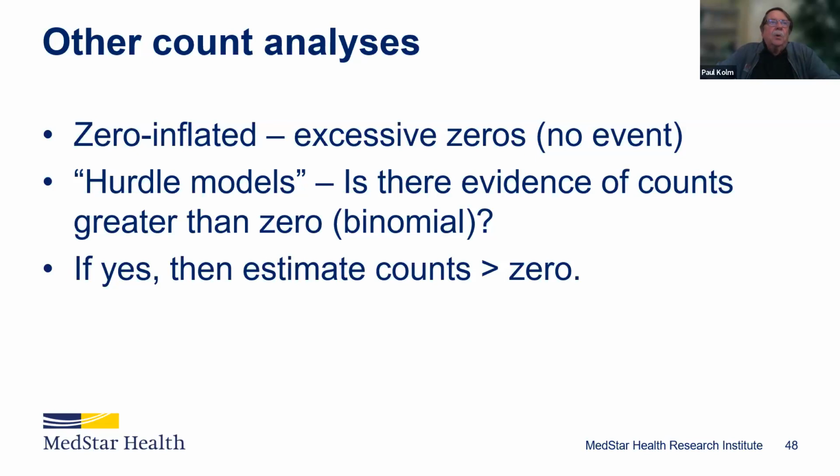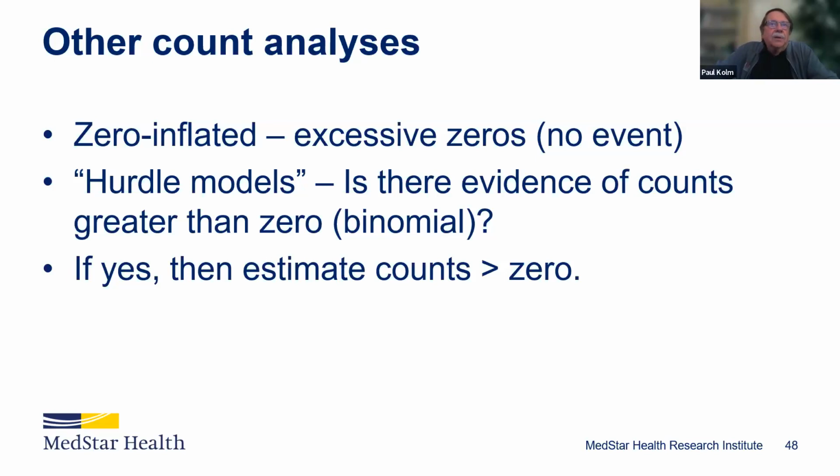And then the other one that I'll mention, maybe later on I'll give an example in another session, is what we call hurdle models. In this case, we actually do 2 analyses. The first one is actually a binomial test, where we test for whether there's evidence of counts that are greater than 0. So here our outcome is going to be 1 if they have counts greater than 0, and it's going to be 0 if they don't. So we do that test to see if that's the case.